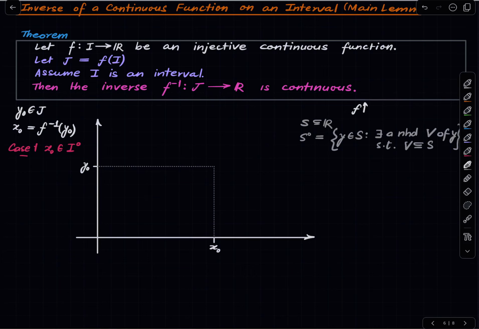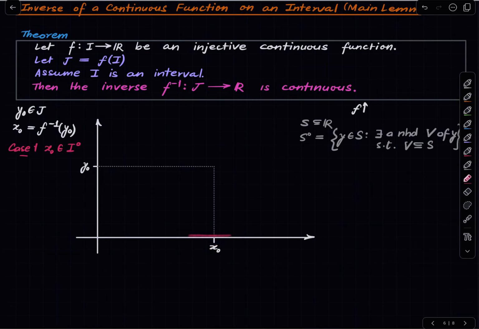Anyway, so there are two cases. Either x0 is in the interior of the interval I or it is not in the interior. Let me only argue in this case, the case where x0 is on the boundary of I will be left as an exercise. Okay, so if x0 is in the interior, then there is some open interval around x0 which is contained in I. Let me draw that. Let's say this is an open interval around x0 which is contained in I.